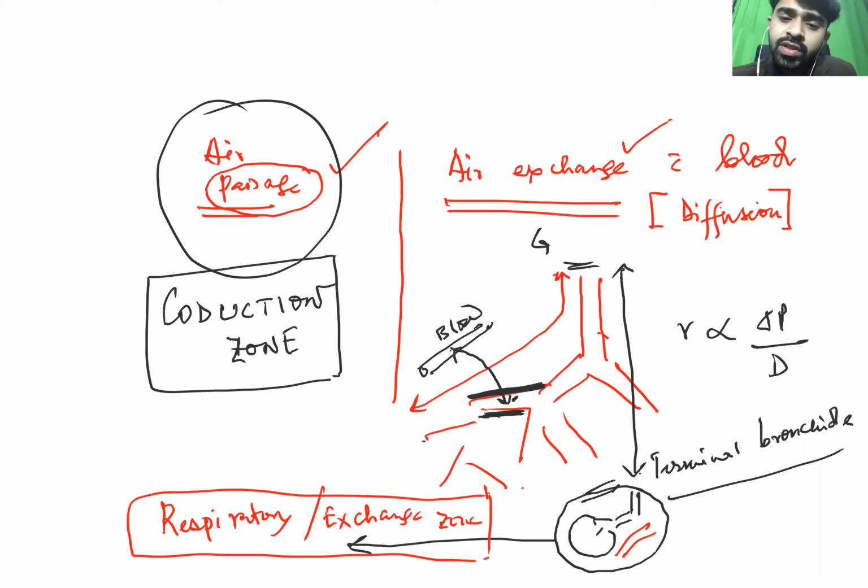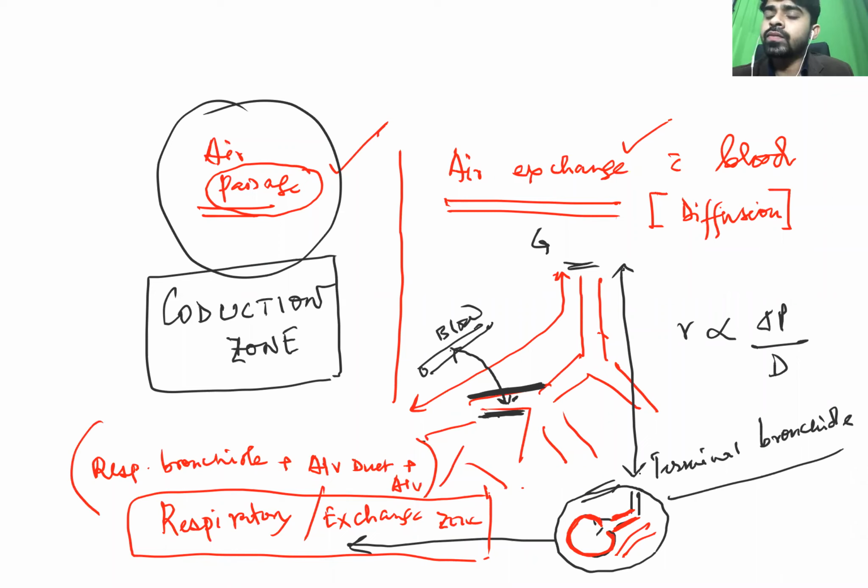So which are the respiratory and exchange zone? Number one is the respiratory bronchiole, plus the alveolar duct, and this is called, tell me? Alveoli. Clear, everyone? Yes or no? Clear? Yes, sir. Okay.